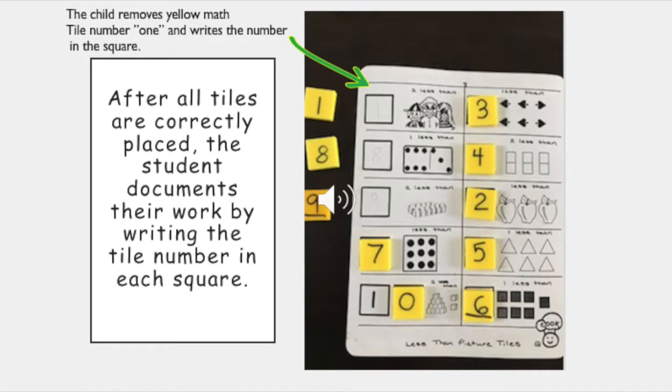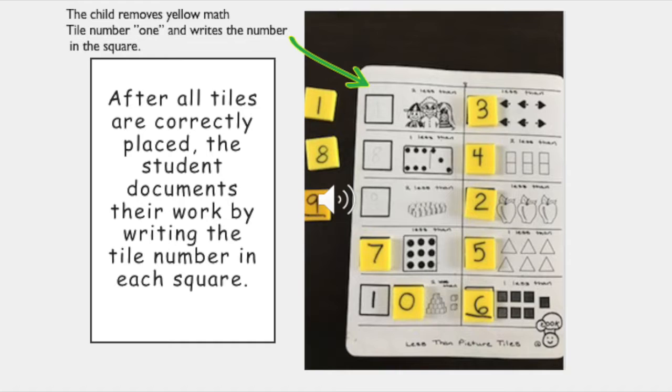Alright, so the next step after all the tiles have been correctly placed is for the student to document their work by writing the tile number in each square. So you can see that the child removed the yellow tile number 1, and in that empty box wrote with pencil the number 1, and so on and so forth. That way there's a record of their work when they bring this back to school the next day.